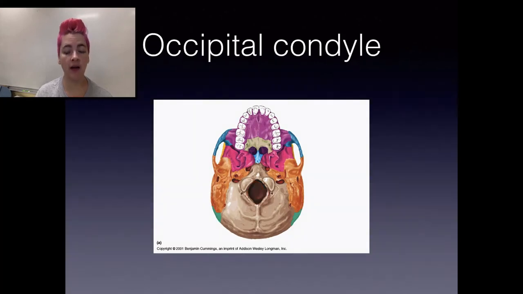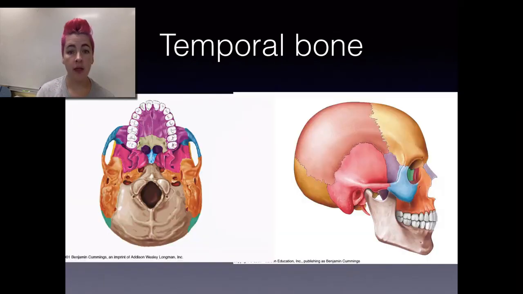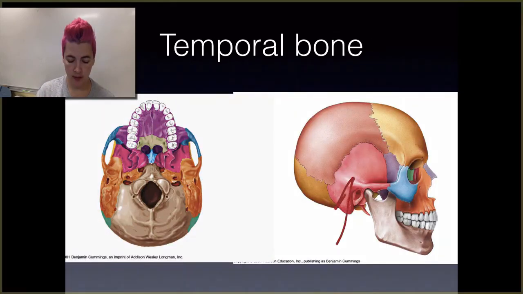The occipital condyles are on the outside of the foramen magnum. They articulate, or they form that joint with the first vertebrae, and they are here. The temporal bone is here and here. Just looking at 2 different views of it.